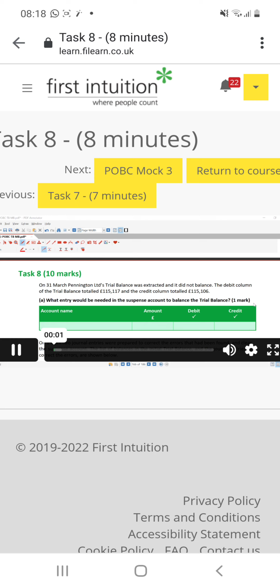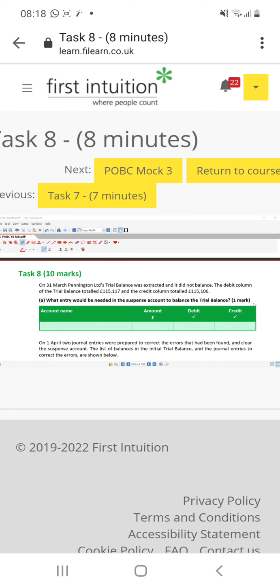Okay, so in our final task here, task 8, again we will be focusing more on the trial balance. And here, on the 31st of March, Pennington's trial balance was extracted, but it did not balance. And the debit column of the trial balance totalled 115,117, whereas the credit column was 115,106. So all they've said here is what entry would be needed in this suspense account to balance this trial balance, so to make both sides equal.